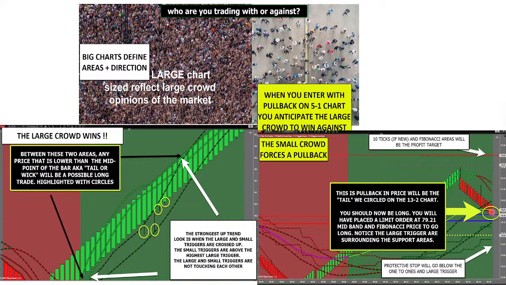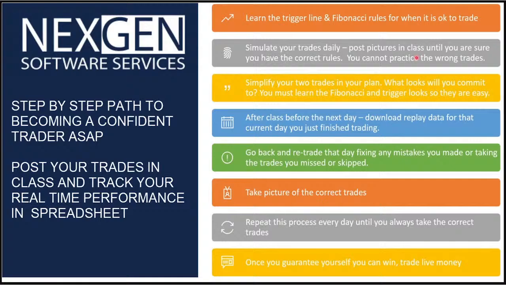So I'm going to encourage you, keep it very basic in the beginning, keep it very focused. Let's learn the trigger line and Fibonacci rules for when it's okay to trade. I want you to teach yourself that the only time I need to be active in this market is when I have the advantages in place, when I have momentum, when I have a clear path, and only if I have that entry rule.